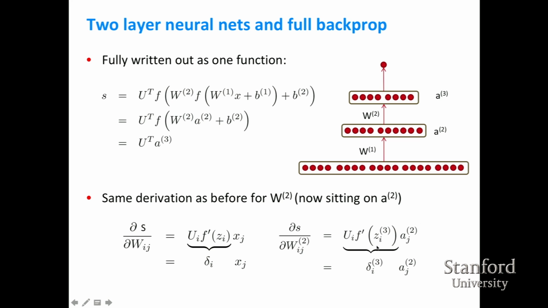And we'll have the same definition here that when we multiply ui and f prime of zi superscript 3, we'll just call that delta superscript 3 and subscript i for the ith element. And this is going to give us the partial derivative with respect to wij, the ijth element of the W matrix. So this one we've already derived in all its glory. I'm just putting it here again with the right superscripts.